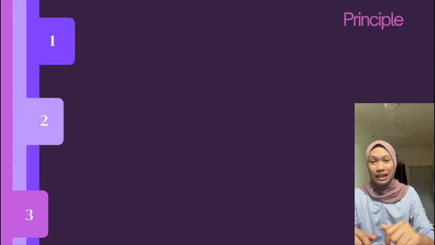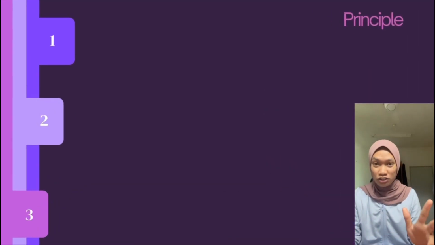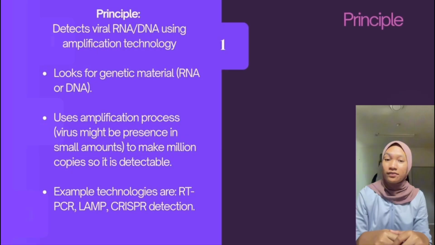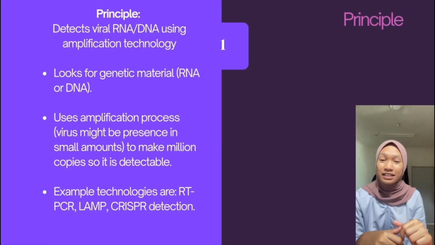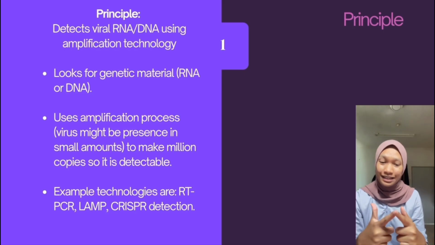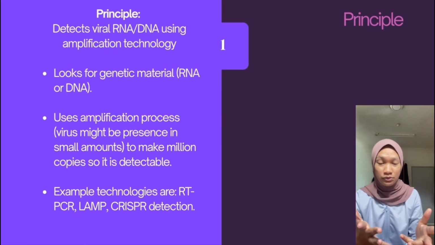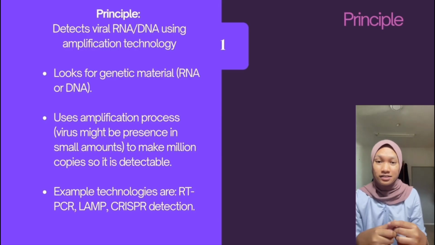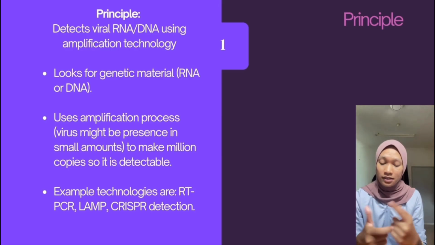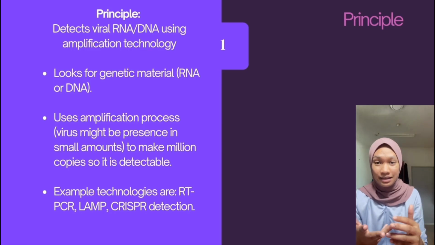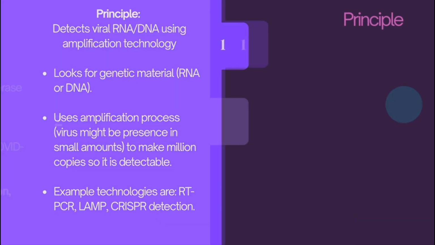Hello everyone, so today I will briefly explain how molecular diagnostics works and some of the latest innovations in this field. First, the principle is very easy. The virus is detected by its genetic material, whether it's RNA or DNA. Since the virus may be present in very small amounts, we usually use amplification testing such as RT-PCR, LAMP, CRISPR-based detections to make millions of copies of the target and make it very detectable.